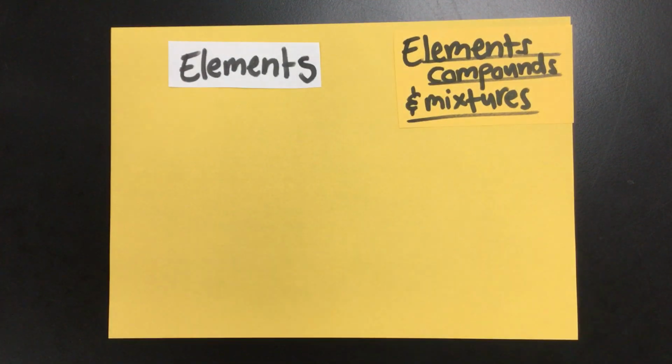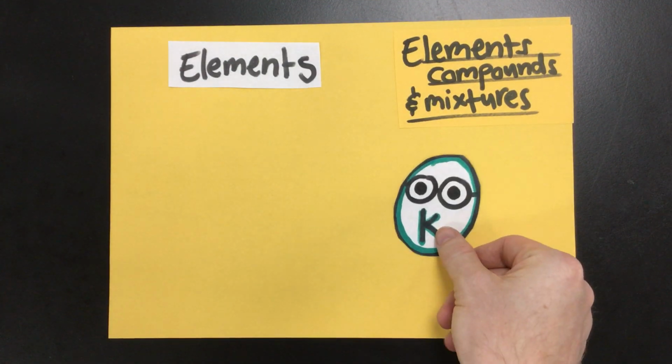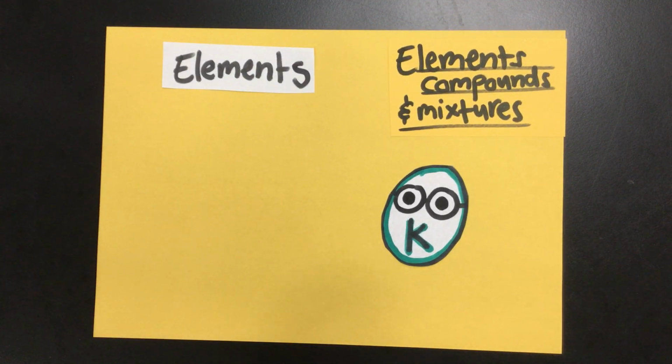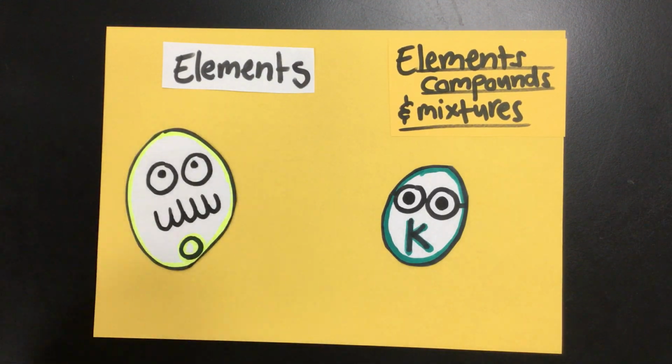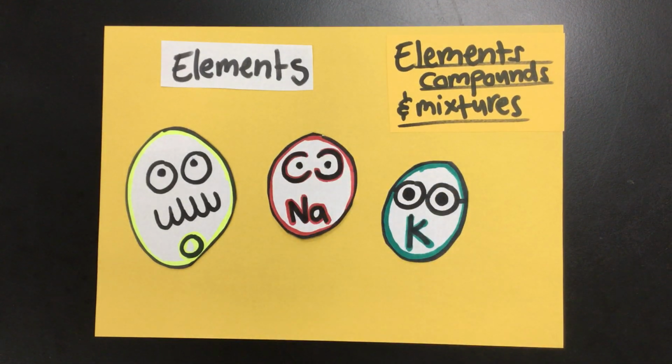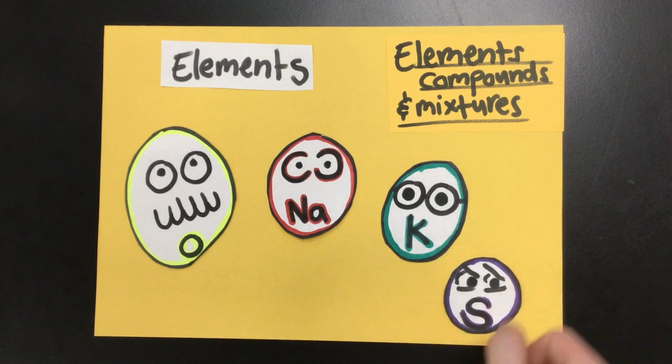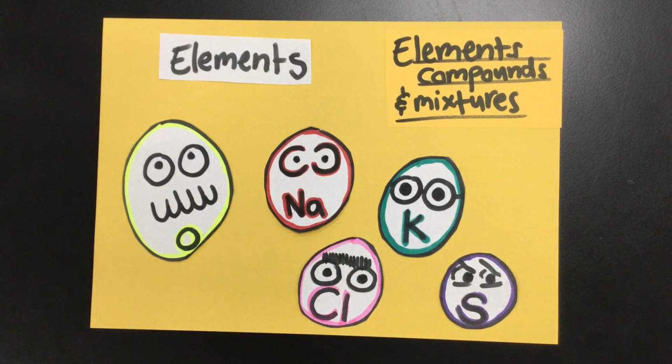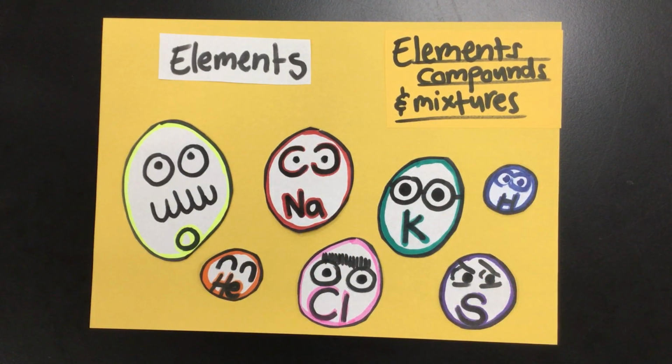Some of these elements you could see on our periodic table would be something like potassium at number 19, oxygen at number 8, sodium at number 11, sulfur at number 16, shortly followed by chlorine at number 17, helium at number 2, and hydrogen at number 1. Consider these all different types of Lego blocks. Please notice how I have colored them to allow you to imagine this.